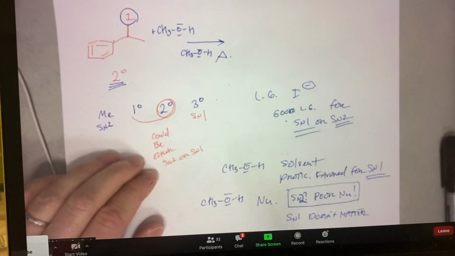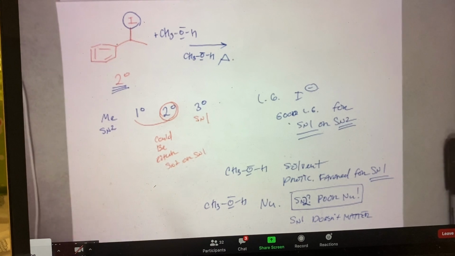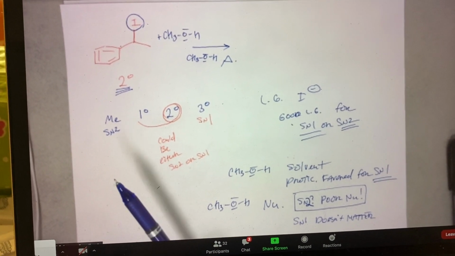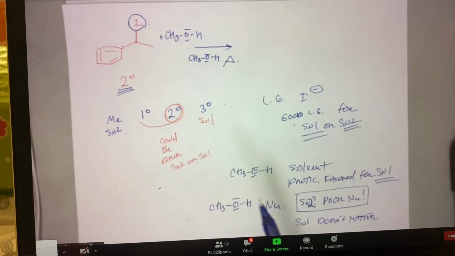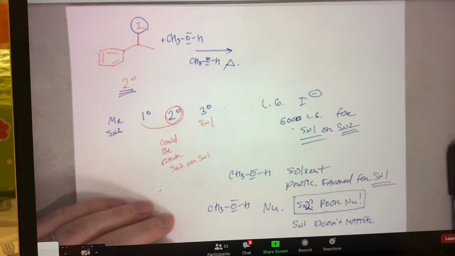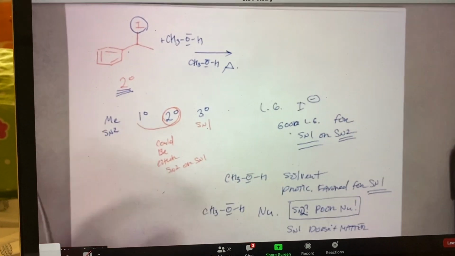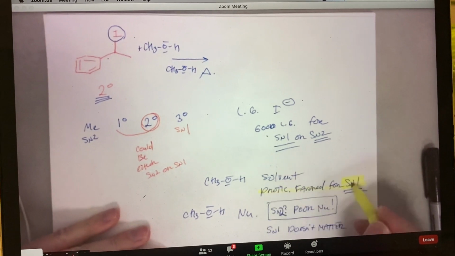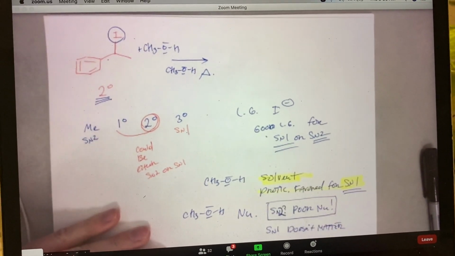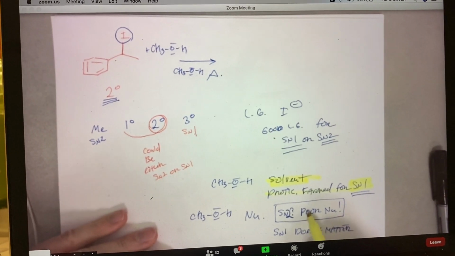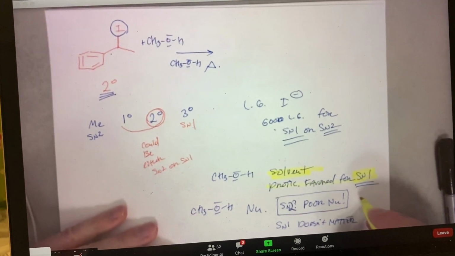But which mechanism it follows does matter. How we're going to draw that first arrow does matter. What are the stereochemical consequences of whether SN2 or SN1? These things do matter. So this reaction would be preferred to take place by SN1 because the solvent would be favored for SN1, and we have a very poor nucleophile for SN2.